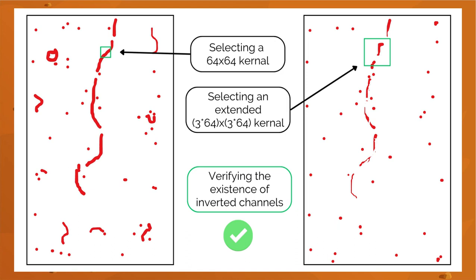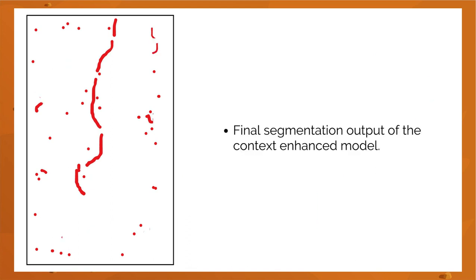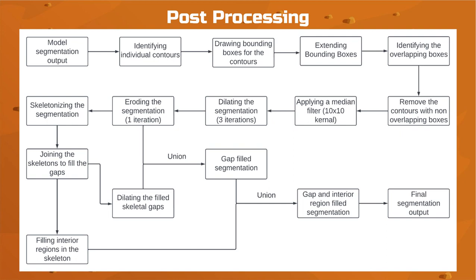We do this process iteratively for the whole image, and it allows us to extract both the fine details captured by the context-deprived model and the larger-scale features captured by the context-extended model. Now, as you can see, this output still has false positives and gaps. To minimize these and produce a more accurate output, we implemented a post-processing layer.